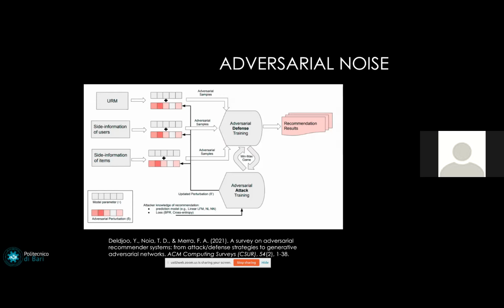So adversarial noise is typically added in recommender systems to the model parameters, which are usually the latent factor embeddings of the system. According to the survey that we recently published in ACM Computing Surveys, we identified in the literature three main positions where adversarial noise has been added. They are the embeddings of the collaborative filtering model, like matrix factorization, the side information of items such as in VBPR, or the side information of users.